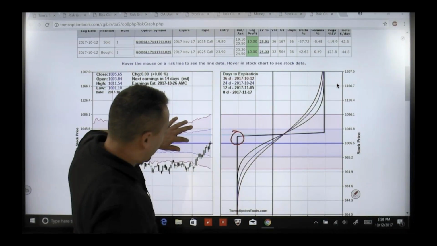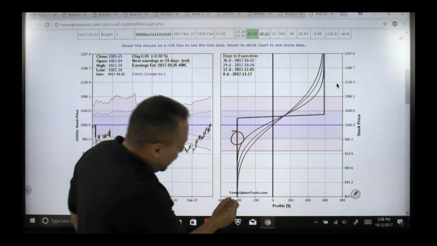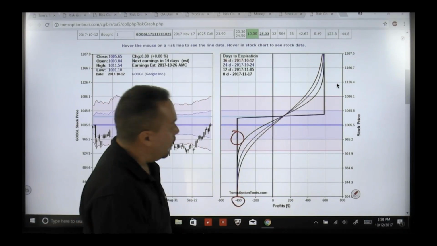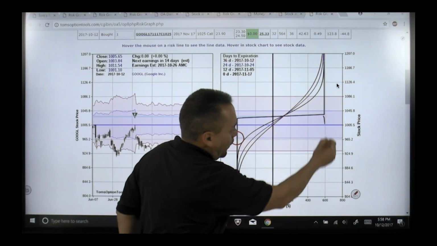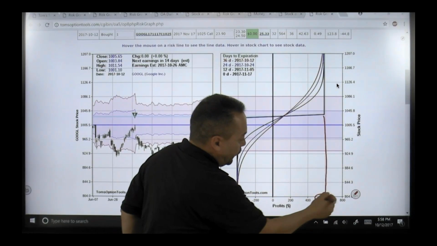All right, what is our risk? Let me scroll down just a little bit more. A little more than $400, as we know. The maximum reward is right over here, and it's very close to 6.